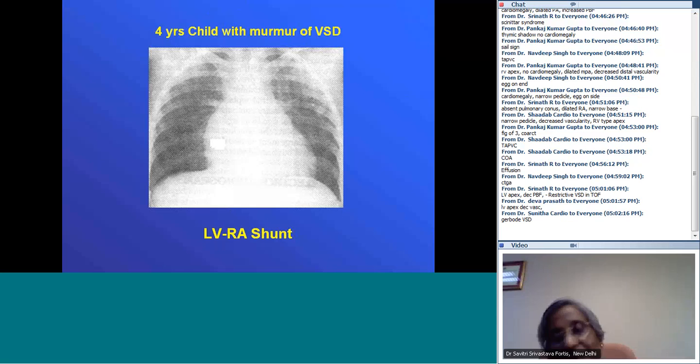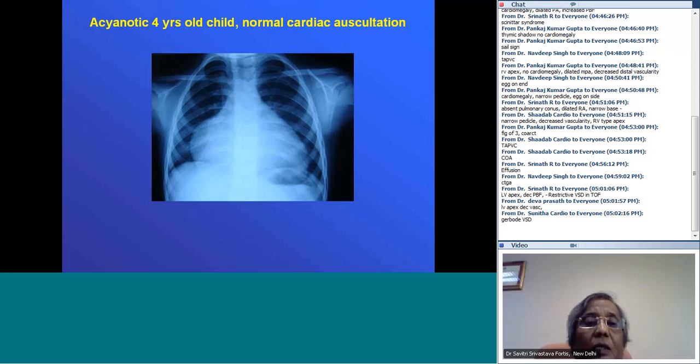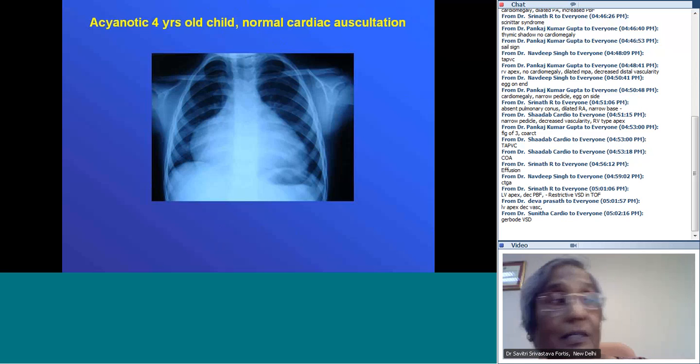Okay, next. This is an acyanotic child, 4 years old, normal cardiac auscultation. It's a very unusual X-ray and a very rare condition. So you may attempt to describe. You may not have seen such a patient. But because it's very interesting and very classical, if you see it again, you will recognize it. I put it up.